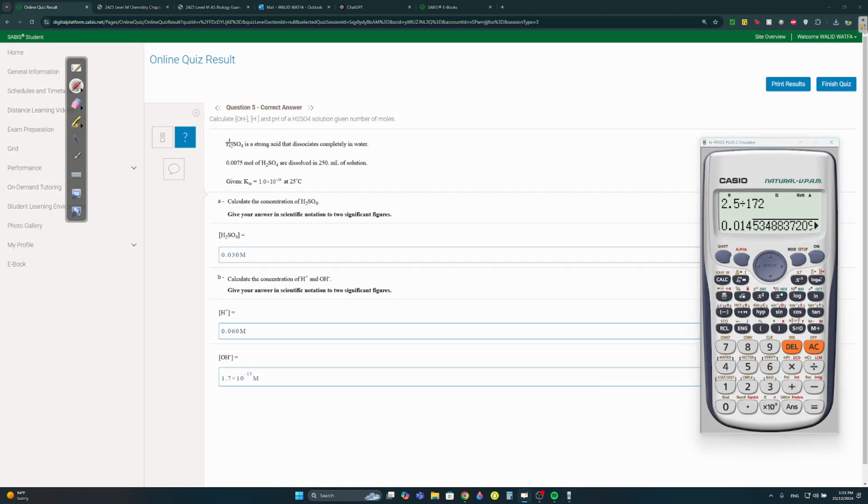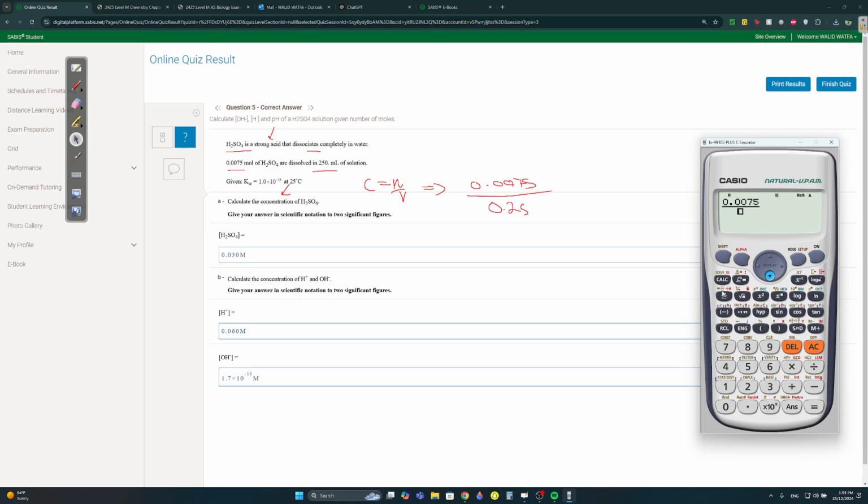They gave you H2SO4, a strong acid that dissociates completely. They gave you moles. They gave you volume. Calculate concentration. C is equal to n over V. In the previous question, they gave us mass and molar mass, so we actually had to calculate the moles. But here they gave you the moles directly, so you can calculate the concentration directly. So 0.0075 over the volume, 250 ml in liters, 0.25. You should get this, but let me just write it because I skip steps.